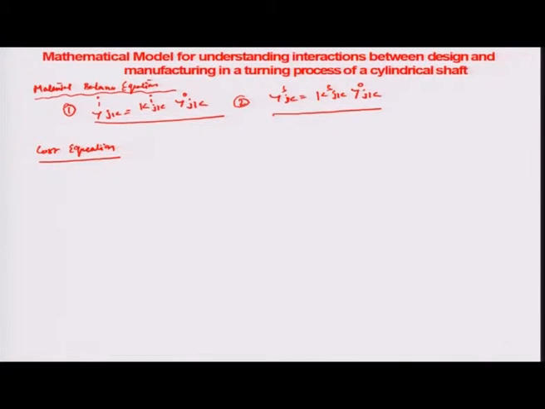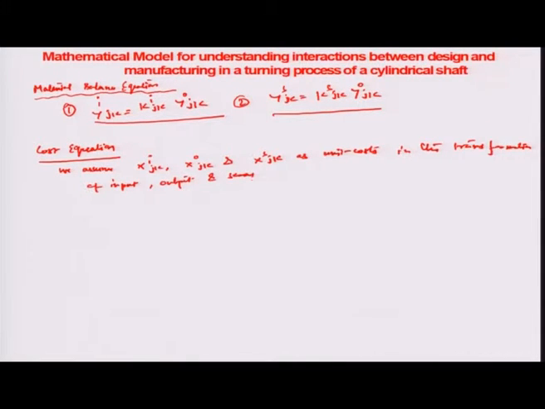So, now let us assume some unit costs. So, we assume xijk, xojk and xsjk as unit costs in the transformation process of the material. So, this is cost per unit material of the input, output and scrap material.